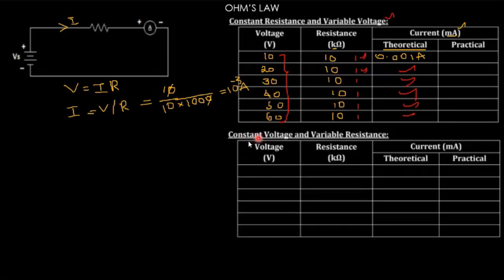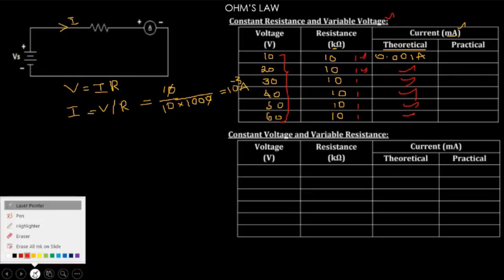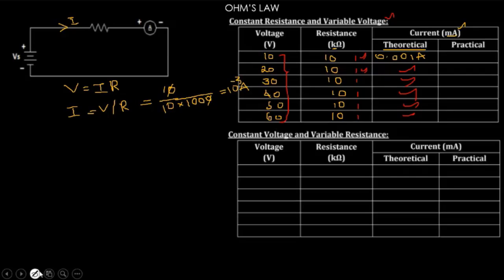Next, you are going to do this one. You are going to make a constant voltage but a variable resistance. You are going to choose a constant voltage, but you are going to make the resistance variable. To do this one, choose a constant voltage of 10 volt for all the rows. Then for variable resistances, start from 1 kilo ohm, 2 kilo ohm, 3 kilo ohm, 4 kilo ohm, 5 and then 6.